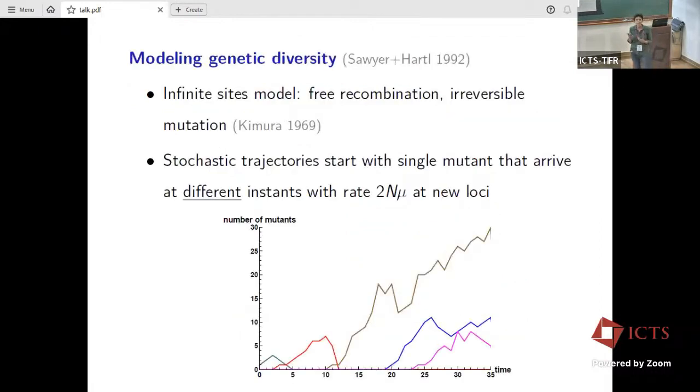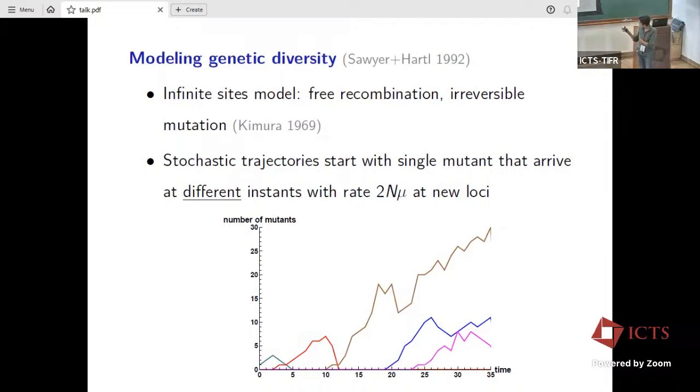This is from the 90s, people have thought about it, and there is a very standard model which has been introduced and studied quite a lot, by Sawyer and Hartl. The model is based on the following idea: suppose you have lots and lots of loci, that's an infinite sites model. And suppose there is free recombination, that means a lot of recombination between different loci, so that I will just ignore LD completely. Secondly, because there are lots of loci, once a mutation has occurred, I turn off the mutation there simply because the probability of hitting the same site again is negligible. So that's the infinite sites model of Kimura.